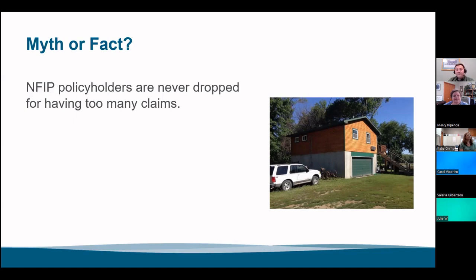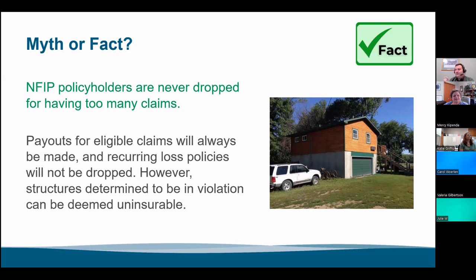This is good. So this one is actually a fact. And the key thing here is we're talking about NFIP policies. So recurring losses, just because you have recurring losses, you will not be dropped. Now, if the property is determined to be a violation, then they can deem it uninsurable. So there's a difference there. If the structure itself is a violation, then it can be deemed uninsurable. But just for having recurring losses or multiple losses, you would not be dropped.